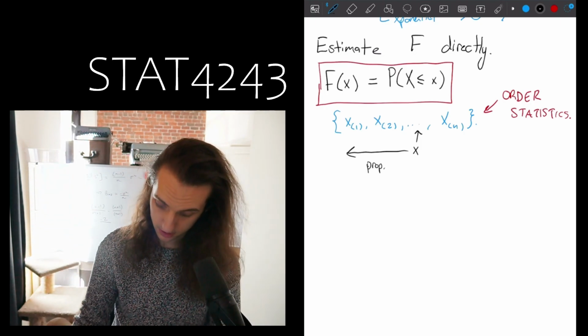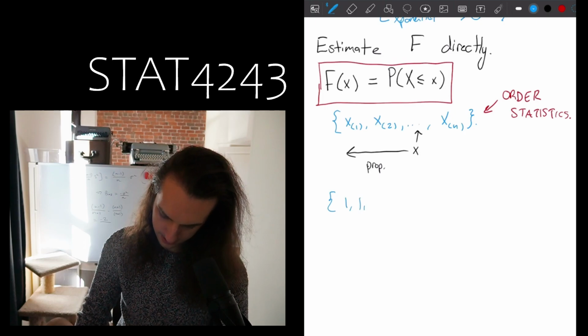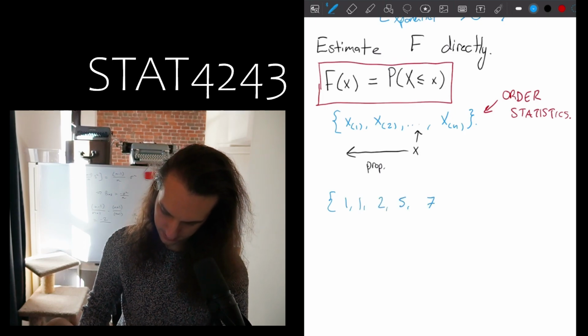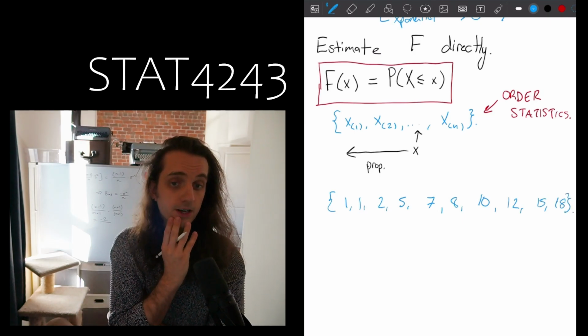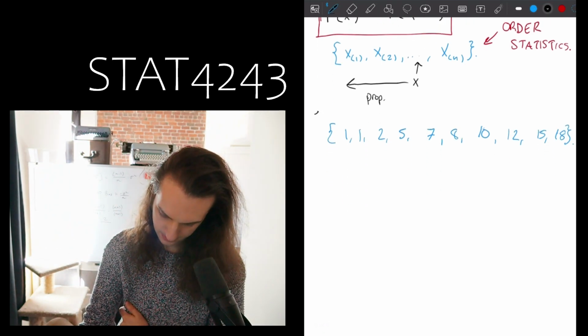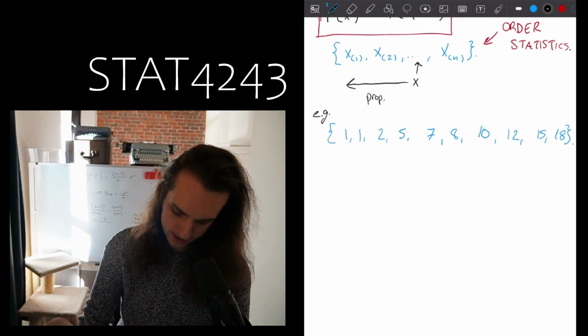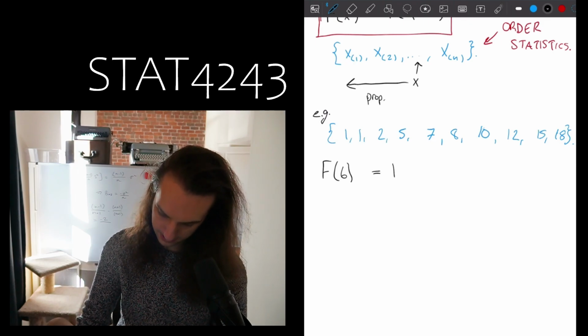And so maybe to make this concrete, let's suppose that we observe the values 1, 2, 3, 4, 5, 6, 7, 8, 9, and then we'll just take a 10th to make our math easy. Right, so let's say that these are the order statistics of the random variables that we've actually observed here. And then if we wanted to estimate, say, F of 6, right? Which is the probability that X is less than or equal to 6, right?